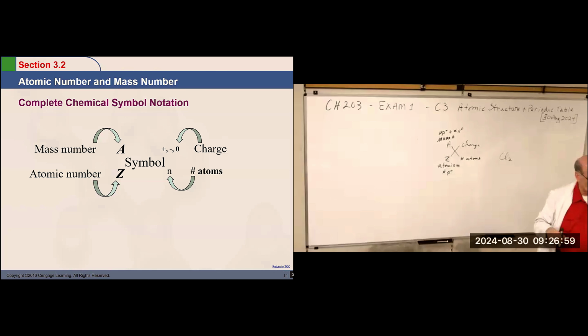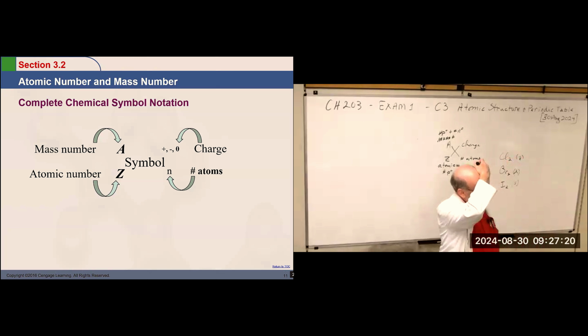Or if I say bromine, I can also say this is a gas, but this is a liquid. And I can also say iodine. That's the way iodine is. It's a solid. Okay. Those are all diatomics, to illustrate that position where you have a number of atoms. But when you write a compound, that's where you also say how many of these atoms are in the compound.